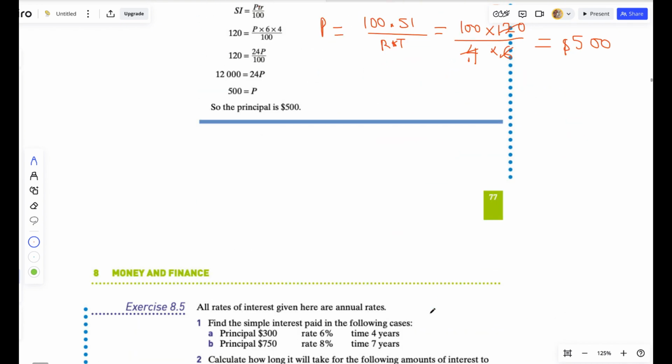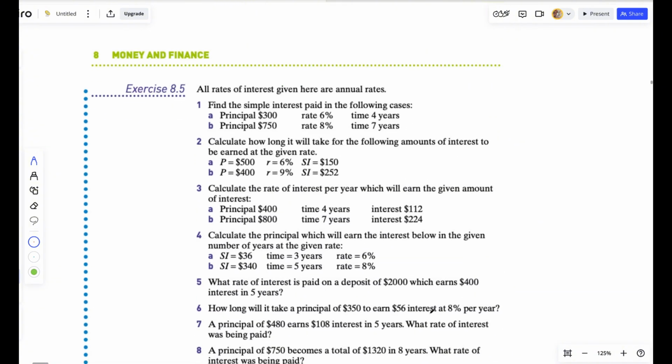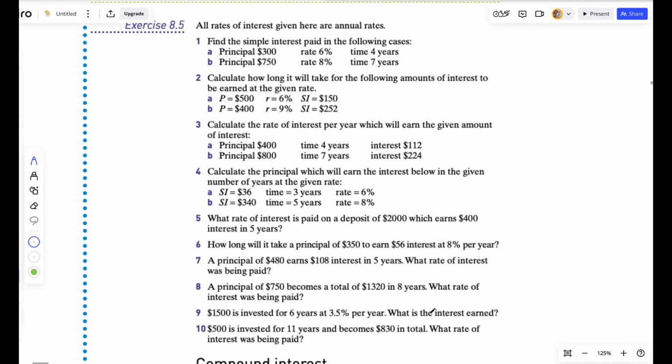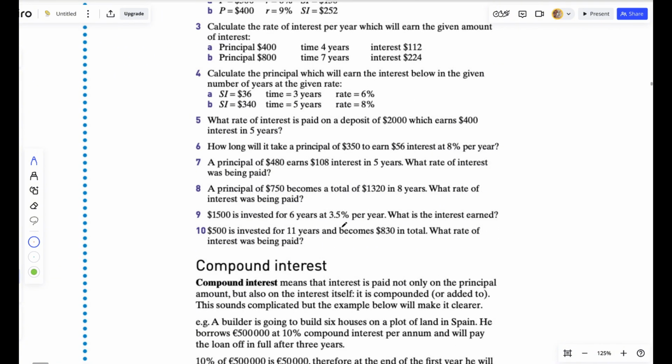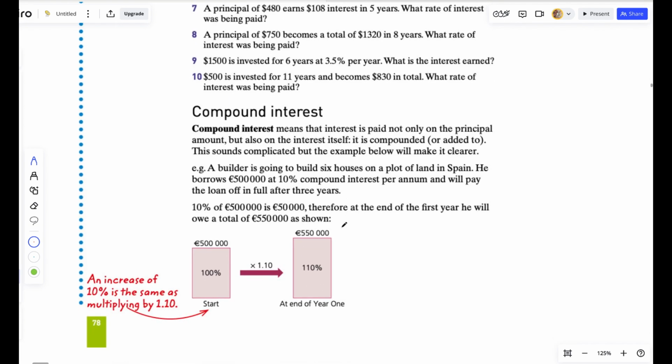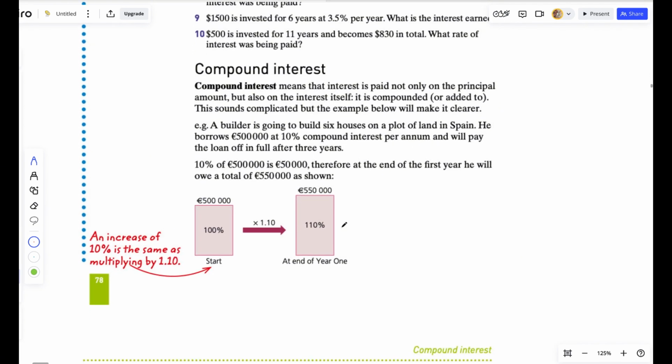Okay, so that's that. You have to pause this video at this junction and try to solve all of these questions. Now we move on to the next one, which is the compound interest.